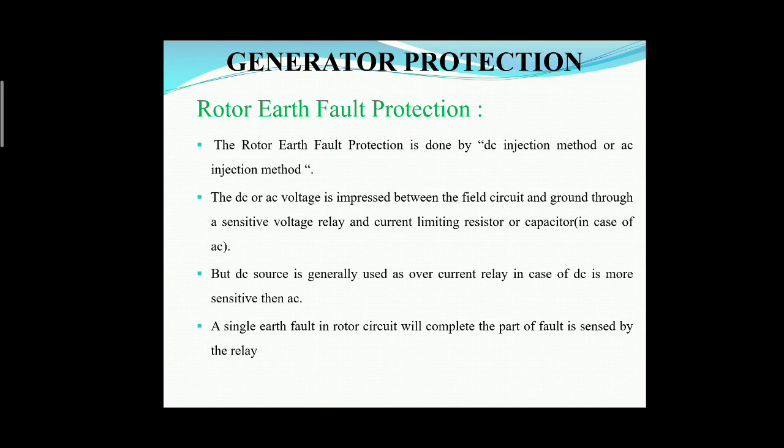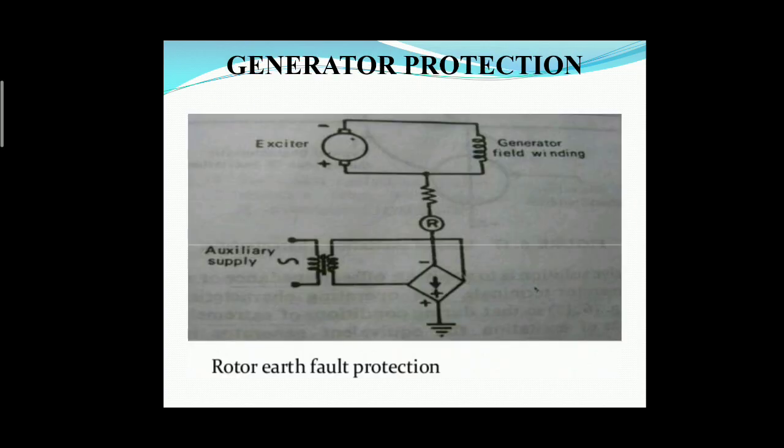A single earth fault in the rotor circuit will complete the path, and the fault is sensed by the relay. The DC injection method is simple. It has no problem of leakage of currents. That is the rotor earth fault protection.